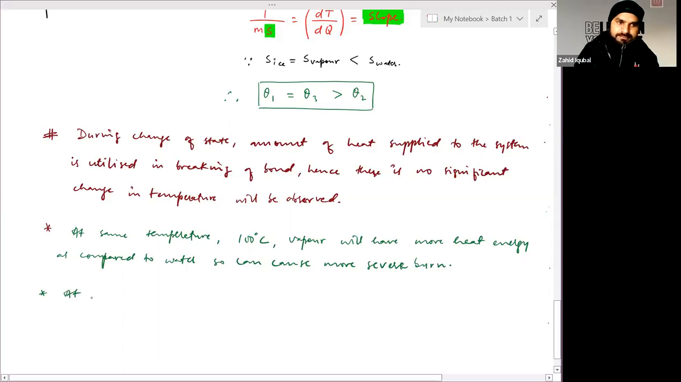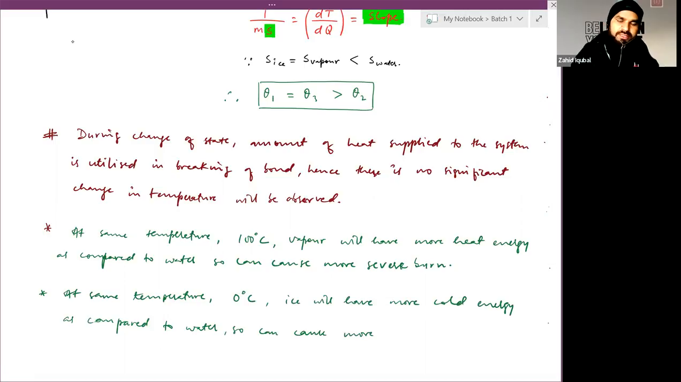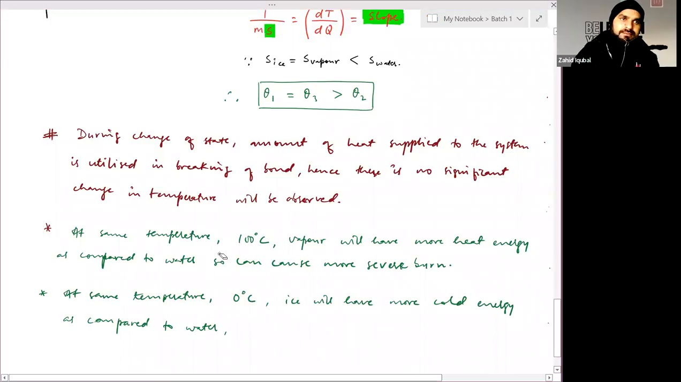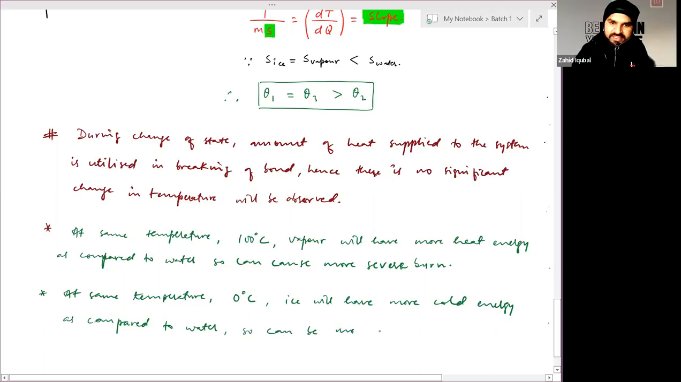Similarly, at the same temperature, 0 degrees Celsius, ice will have more cold energy as compared to water, so it will be more effective in cooling.